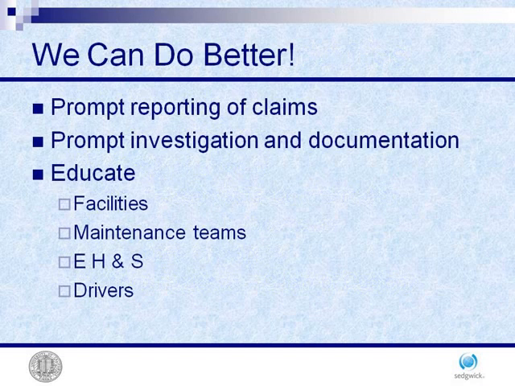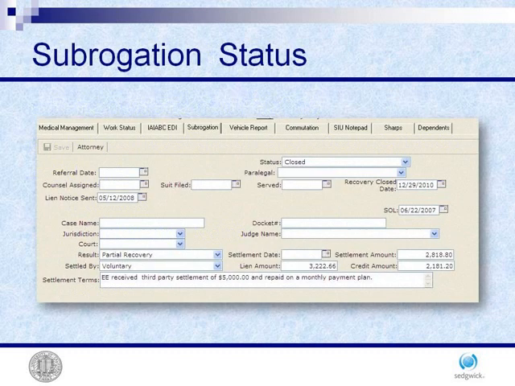And as always, we can do better. We can do better by the prompt reporting of claims so that we can have a prompt investigation and documentation of the damages. We also need to educate those in facilities, maintenance teams, EH&S, and drivers about the type of information that we need. In our IVOS system, we do have a subrogation tab. If you want to review on a particular file what the subrogation status is, you may go to that tab and review it.